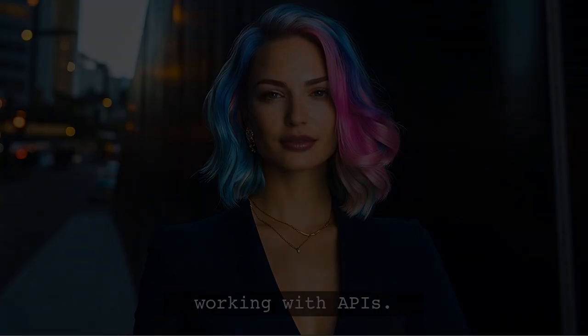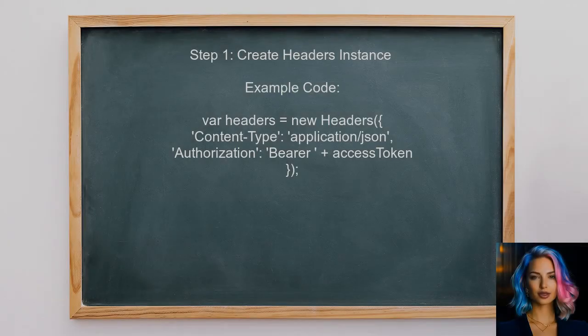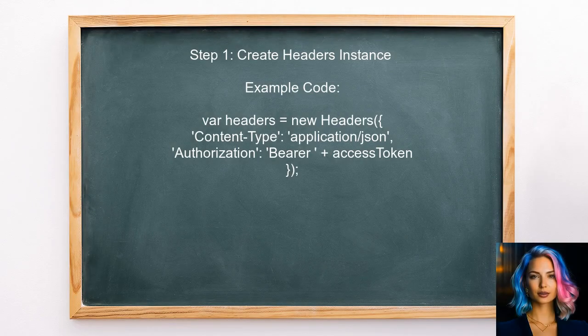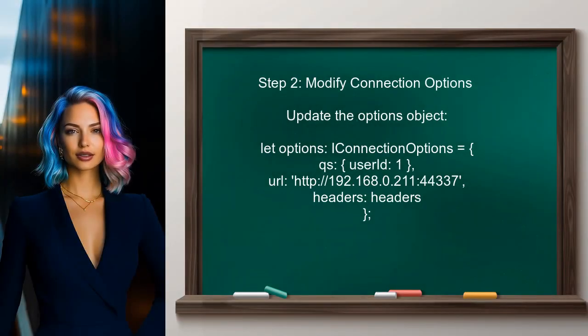To set the authorization header in ng2-signalr, the user should first create a new instance of the headers class. This will allow them to define the headers they want to include in the connection. Next, the user needs to modify the connection options to include the headers they just created. This is done by adding a headers property to the options object.